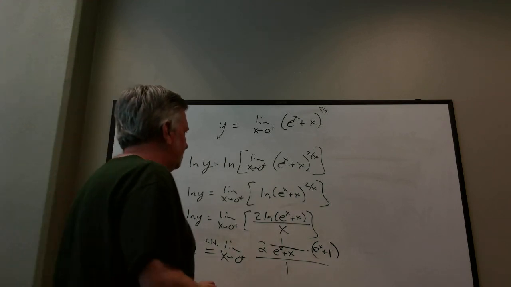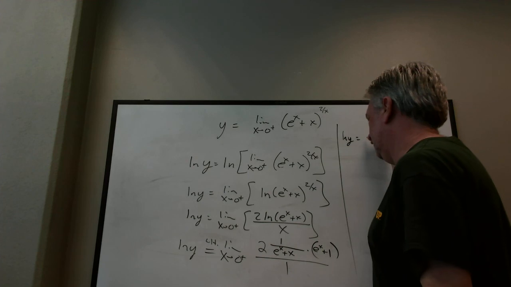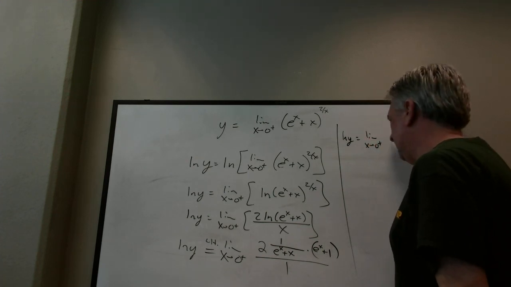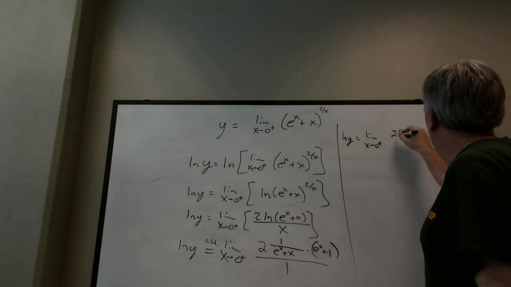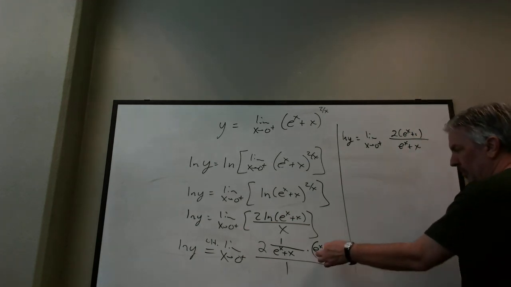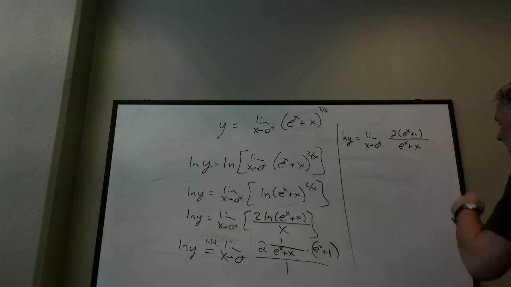So let me write this pretty. So I have natural log of y is the limit as x approaches 0 from the right of 2 times (e to the x plus 1) over (e to the x plus x). Right, so write this as a fraction. That's the numerator, that's the denominator, and I just put the 2 with the numerator.